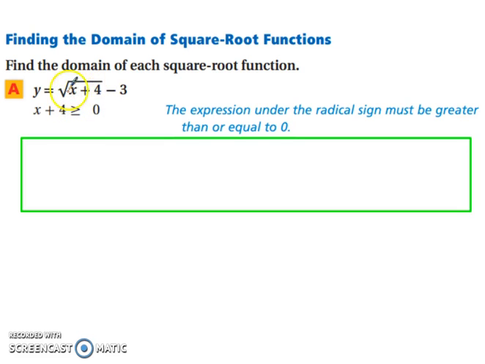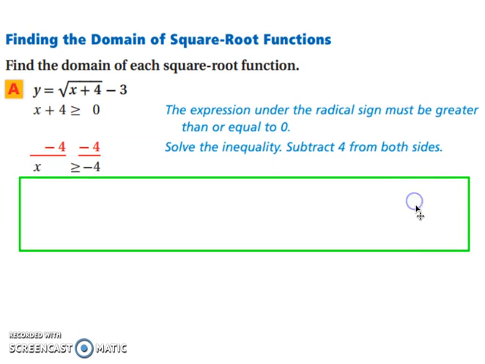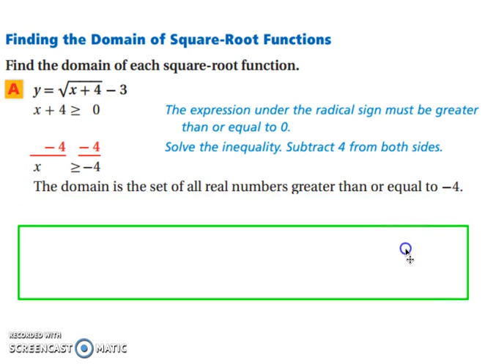So we're going to set what's underneath the square root, or the radical sign, to be greater than or equal to 0. So in this case, we have x plus 4 is greater than or equal to 0. And then we solve for x. So we subtract 4 from both sides, and we end up with x must be greater than or equal to -4. So the domain is the set of all real numbers greater than or equal to -4.